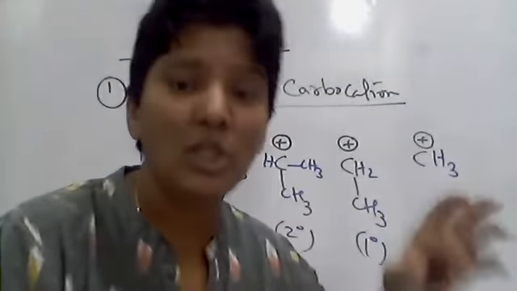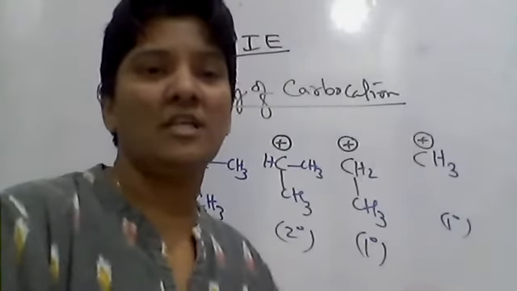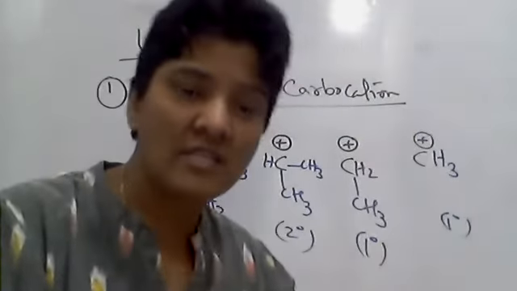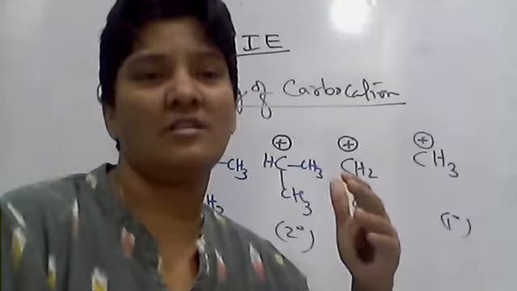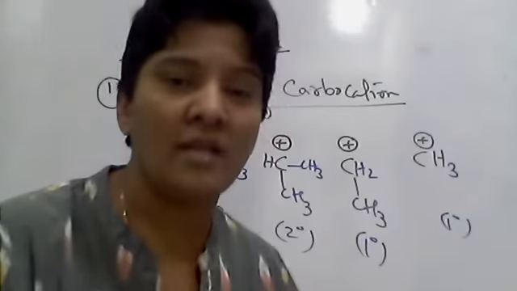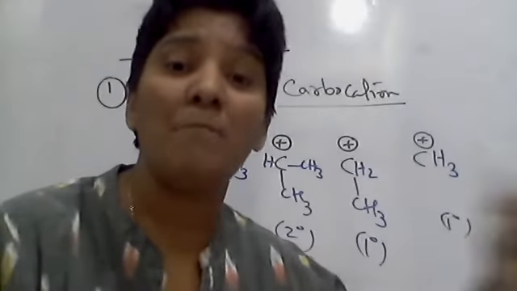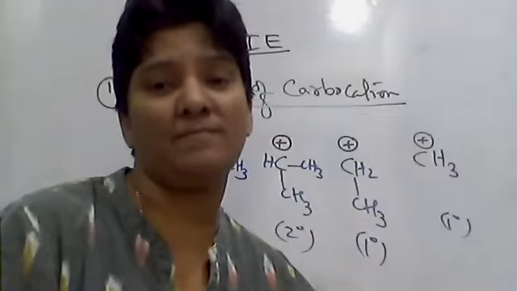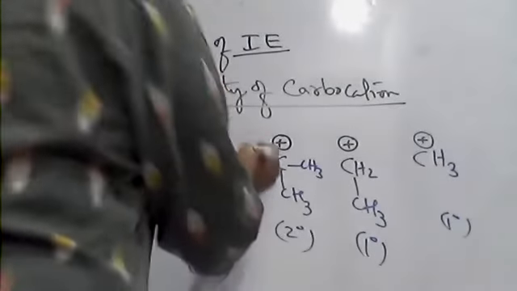So in tertiary, due to the plus I effect of the attached alkyl groups, the plus charge intensity decreases. As charge intensity decreases, stability increases. So primary alkyl halides undergo the SN2 mechanism, primary alkyl halide along with the base. Okay, so see here what is happening. The stability of tertiary is more than the secondary.